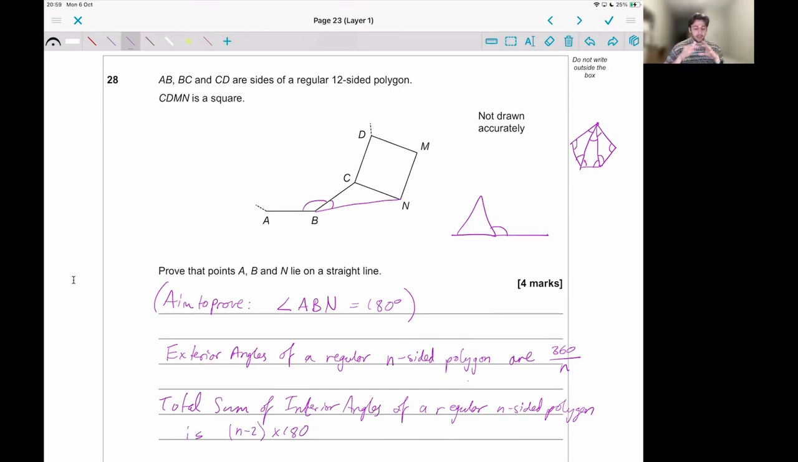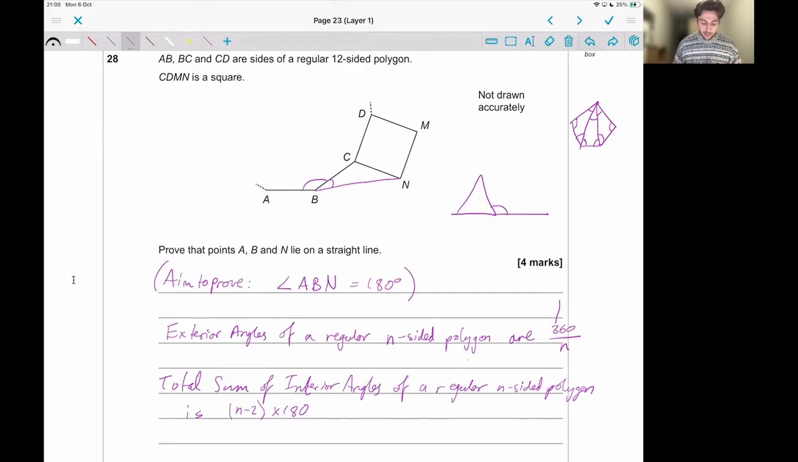Now, if you want to find each individual interior angle, you just divide it by n at the end, and that tells you what you need. So specifically in this case, we're looking at a 12-sided polygon. For a 12-sided polygon, interior angles are 12 minus 2 times 180 divided by 12, which is 150 when you put that in your calculator. So you get 150. Each of the interior angles is 150.